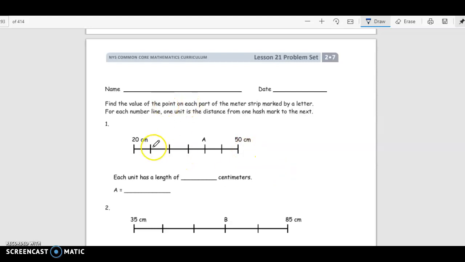So we are going to find the value of the point on each part of the meter strip marked by a letter. For each number line, 1 unit is the distance from one hash mark to the next. Okay, so this one sounds a little confusing, so I'm going to show you how to do it.